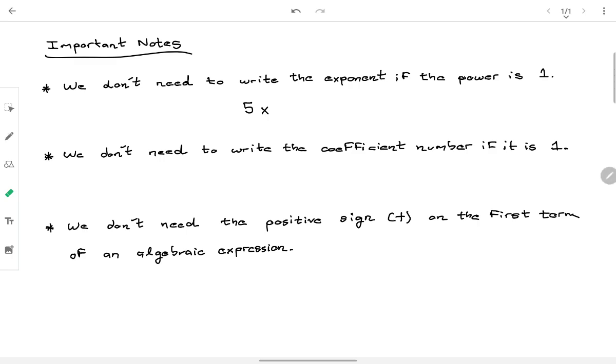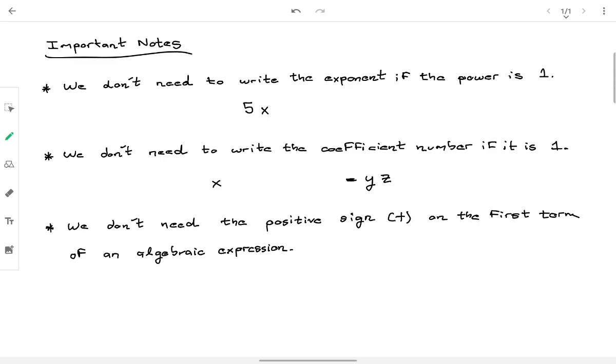The second note is that we don't need to write the coefficient if the number is 1. That means if we have 1x, we normally don't put the 1. We also don't do it if it's negative, if we have minus 1yz. In this case, we also don't need to write the 1. We need to leave the negative sign, but we don't need to write the coefficient number if it's 1.